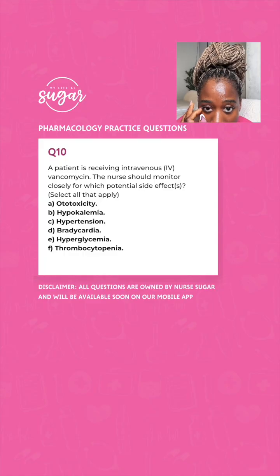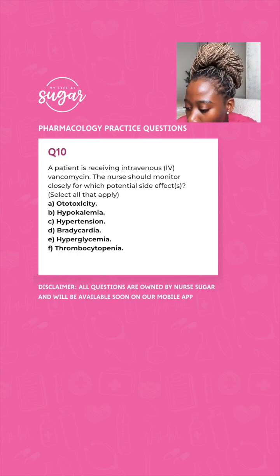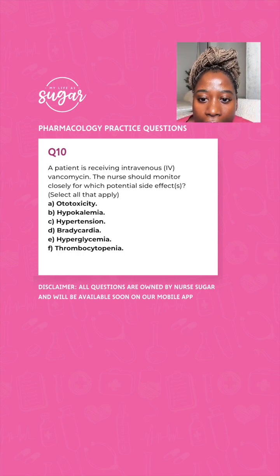Your patient is receiving IV vancomycin. The nurse should monitor closely for what potential side effect. A, ototoxicity. B, hypokalemia. C, hypertension. D, bradycardia. E, hyperglycemia. F, thrombocytopenia. We all know A is correct. What else would you monitor for?